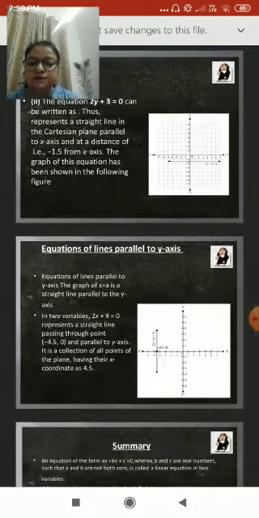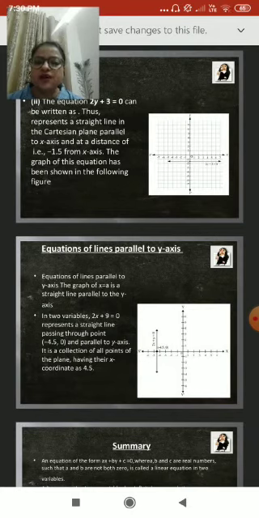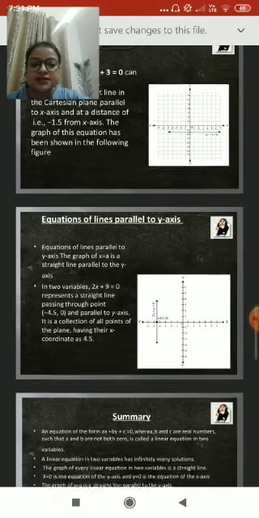Now, equations of lines parallel to the y-axis. Suppose I take one more equation. The graph of x is equal to a is a straight line parallel to the y-axis. So I will take another equation, 2x plus 9 is equal to 0. Over here you get the value of x as minus 4.5. So what do I do with this minus 4.5? We take it and plot it on the graph, and I get a line parallel to my y-axis. So this is how you get two different graphs: one parallel to the x-axis and the other parallel to the y-axis.